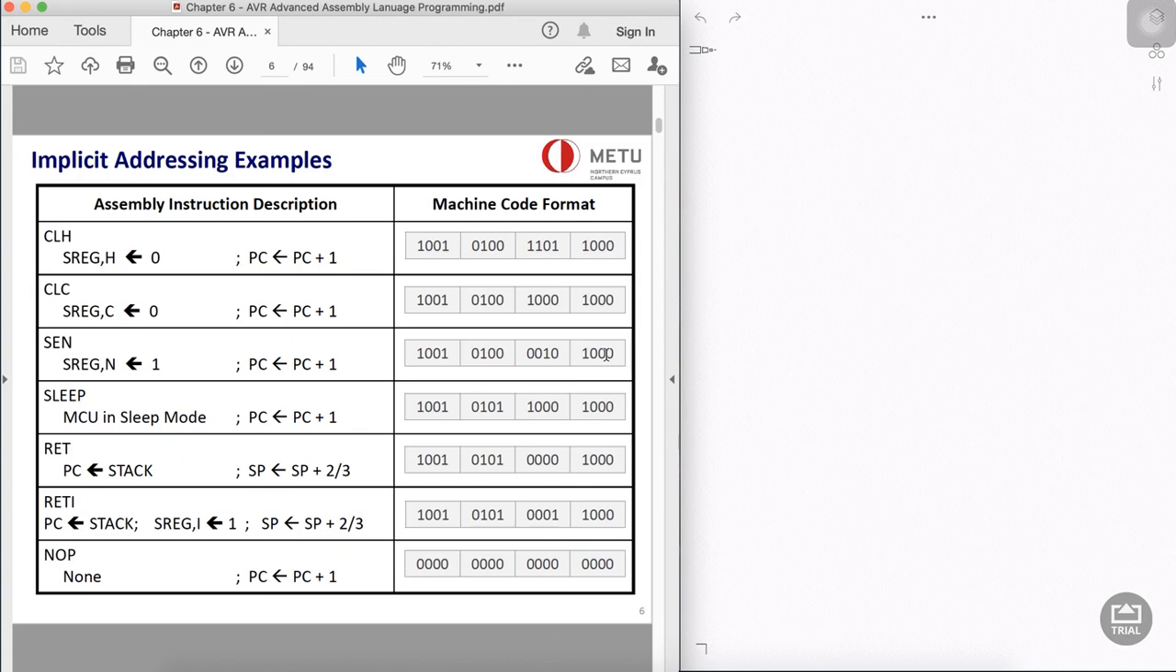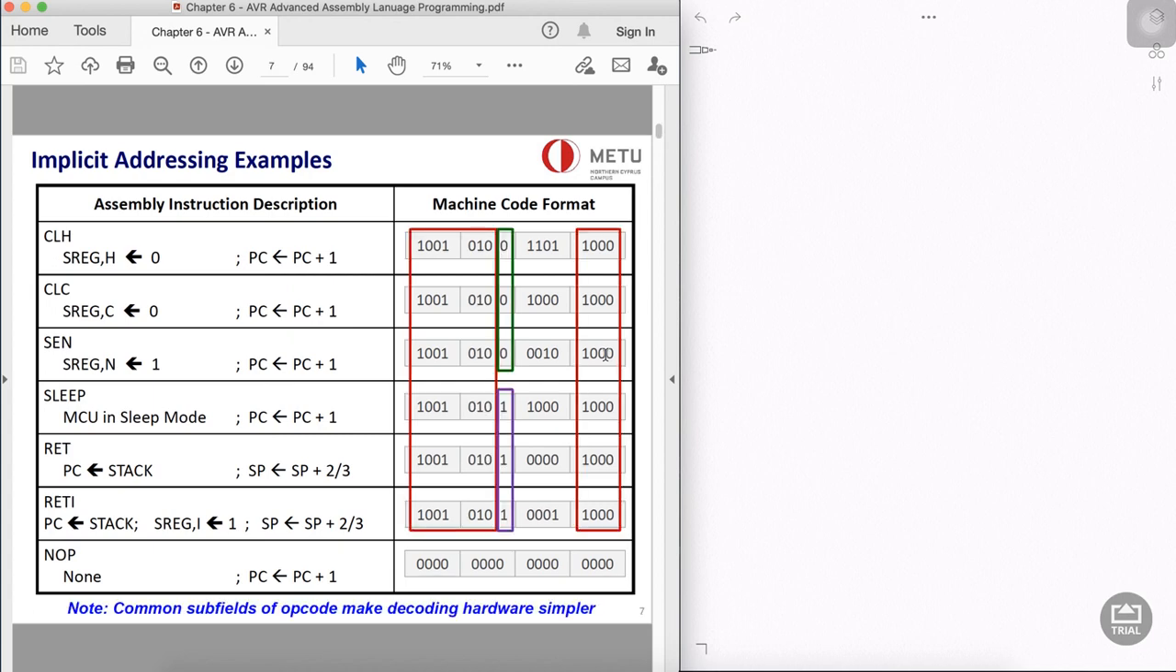So this actually helps the microcontroller to deal with the opcodes easier. We can see how they are differing. The sleep, return, and return I have this 010, 010, 010, and only the last bits of those machine codes are changing. So this actually makes the decoding hardware simpler. That's why the AVR uses this type of coding technique. So this is the first one.